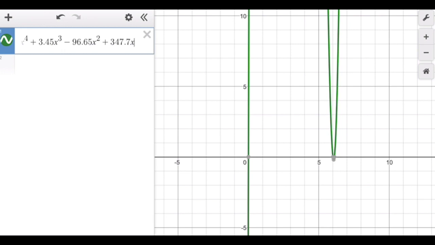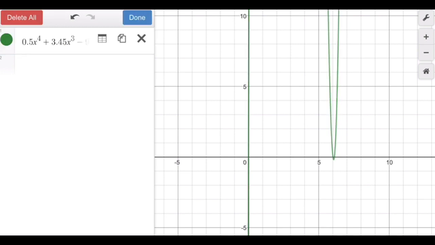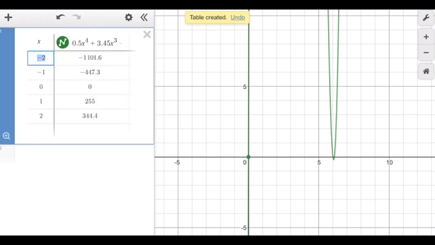To get to the table feature again, we hit the settings button and then hit the table. So we can then find our values. We need 0. So when 0 time has passed, that would mean that 0 part of the med would be there, because it hasn't been taken yet.